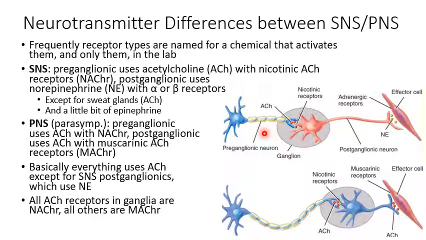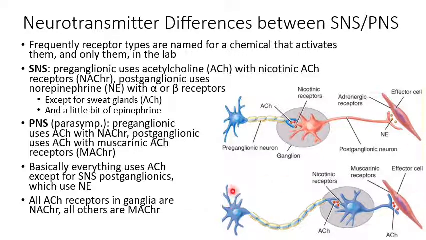So for the sympathetic nervous system, it's going to be acetylcholine released from the preganglionic neuron. The postganglionic neuron uses nicotinic acetylcholine receptors to respond, and it releases norepinephrine primarily. And the effector cells will use alpha or beta receptors to respond.